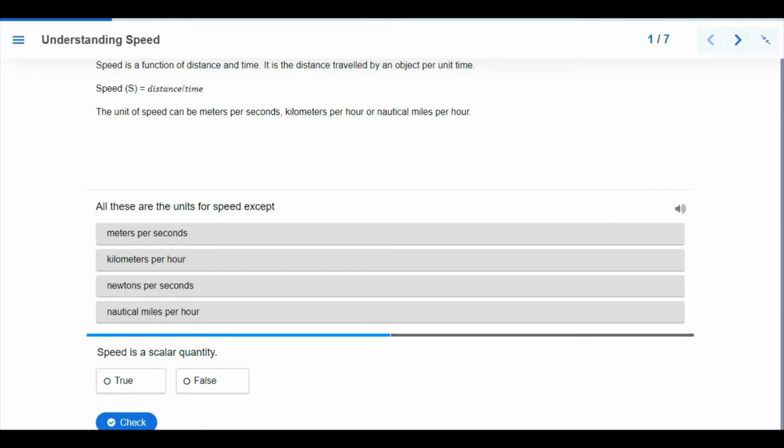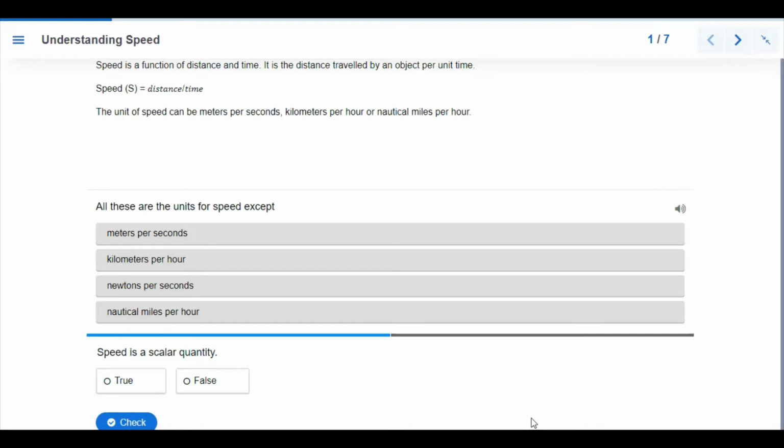Let's take this subtopic today, understanding speed. Speed is a function of distance and time. It is the distance traveled by an object per unit time. The unit of speed can be meters per second, kilometers per hour, or nautical miles per hour.